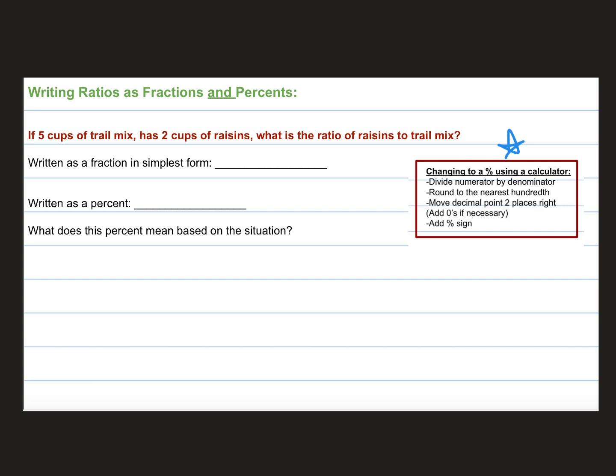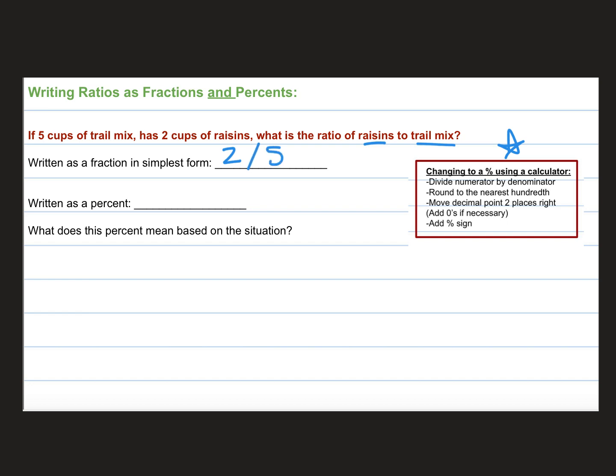So we have 5 cups of trail mix and it has 2 cups of raisins. What is the ratio of raisins to trail mix? Write as a fraction in simplest form. So raisins was written first, so that's the one that I'm going to put in my fraction first as the numerator. Trail mix is on the bottom, 2 out of 5.